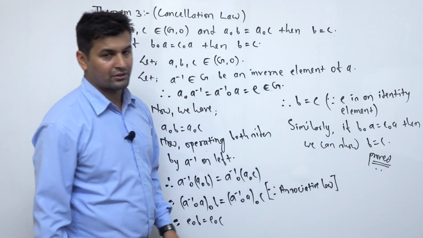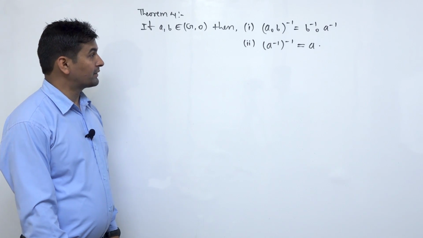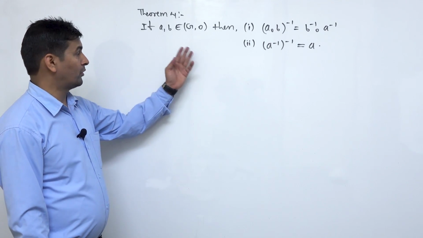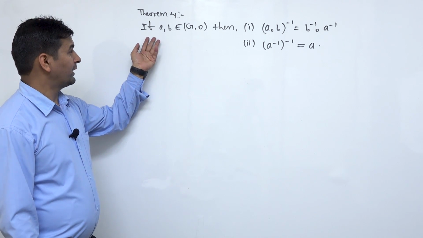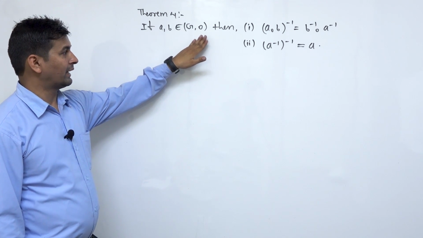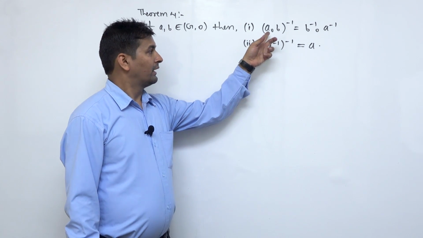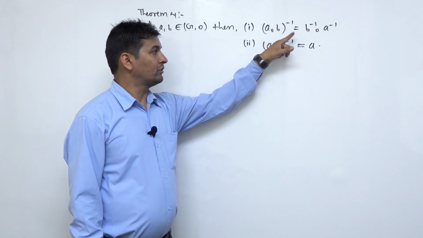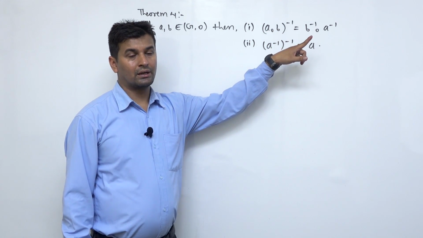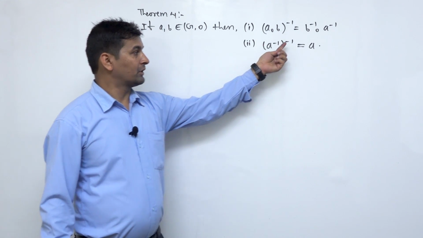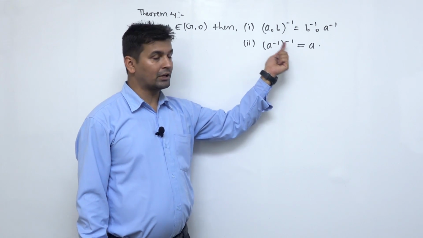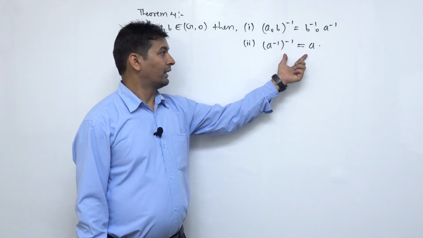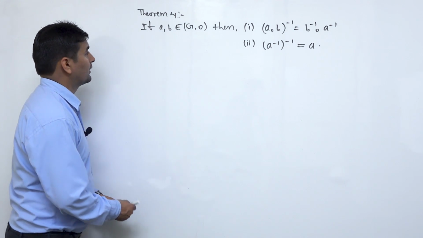This is the proof of the cancellation law. Theorem 4 in Elementary Properties of Groups: we are in Theorem 4. Theorem 4 states that if a, b belong to G, ∘, then first we need to prove inverse of (a ∘ b) equals b inverse ∘ a inverse, and second we need to prove inverse of a inverse equals a, or double inverse of a equals a. Now we go to the first proof.